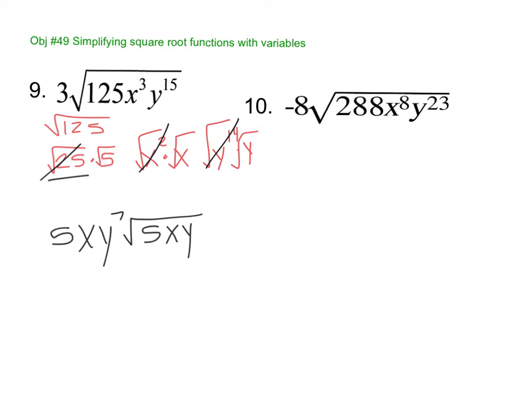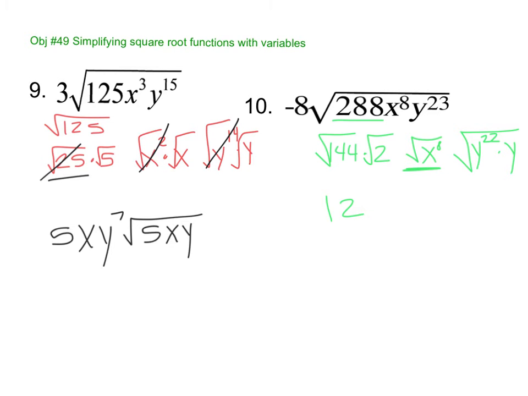The next one, again, is a little tricky because it's got a bigger number, right? So play around with the numbers. What perfect square goes in 288? It's 144 times 2, right? And then we have x to the 8th and y to the 23rd is y to the 22nd times y. Right, the 8 is even, so we don't have to worry about it. Square root of 144 is 12.